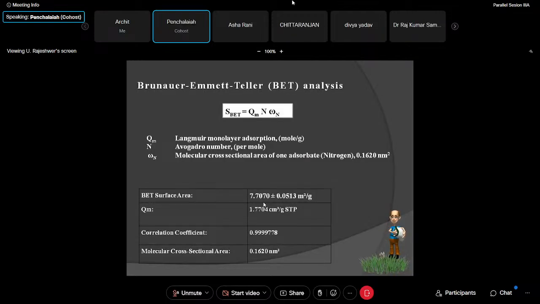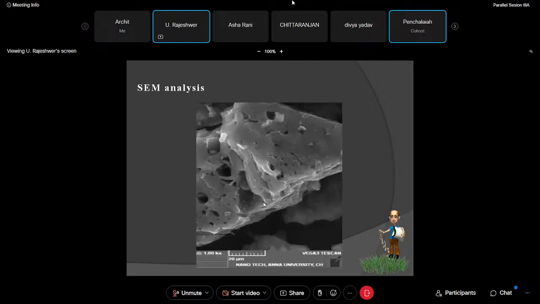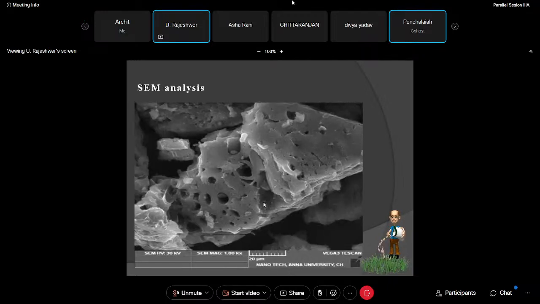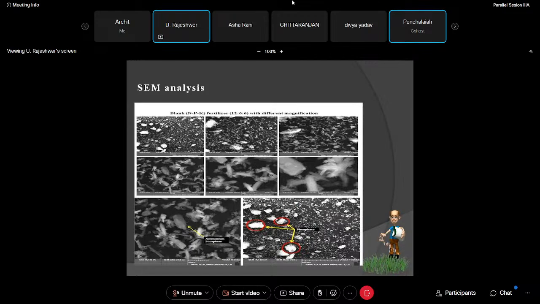And finally, the surface area of the activated biochar is measured by the BET analysis, which follows the BET theory. Substituting the obtained values in the formula, we get nearly 7.7070 meters squared per gram surface area. And this is the SEM image of activated biochar. You can see many surface pores, and here is the cave-like structure which is going to capture the nutrients. And this is the SEM image of the NPK fertilizer. Many crystal structures denote the presence of NPK nutrients.